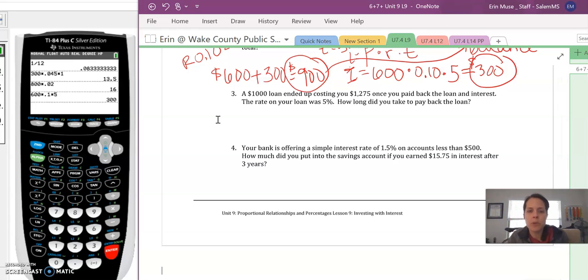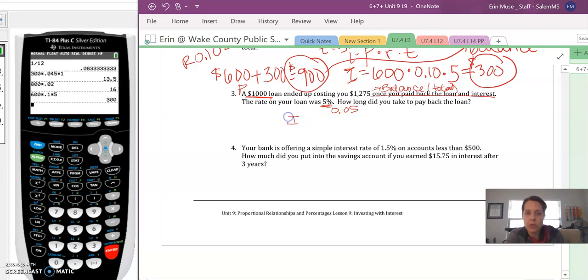I'm going to go ahead and do number 3 with you. A $1,000 loan ended up costing you $1,275 once you paid back the loan and interest. So if you think about this, they're telling you that this is the total. I'm going to use that word balance, but it is just a total, which includes your principal and your interest combined. So this $1,000 loan, that's going to be your principal. The rate on your loan was 5%.